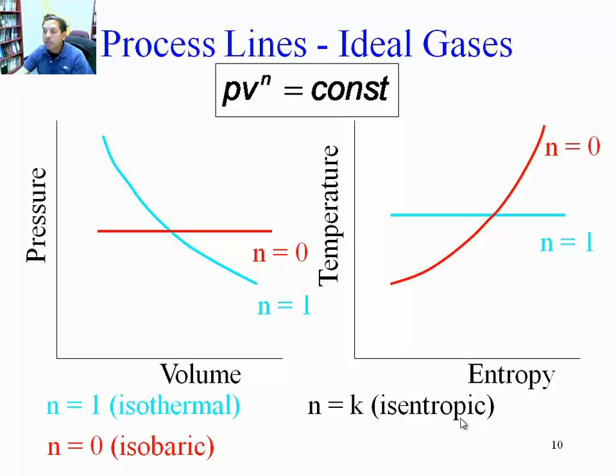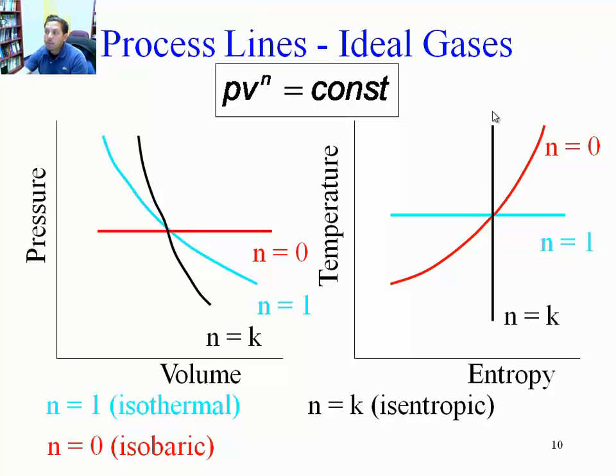When n is equal to K, K being the ratio of specific heats, this is an isentropic process. Then P times V to the K is equal to a constant. Remember that K is always greater than 1, because K is Cp over Cv, and Cp is always greater than Cv because the difference between Cp and Cv is R. In the PV diagram, that would be an asymptotic line with a slightly steeper slope than the isothermal line. In the TS diagram, it will be a perfectly vertical line. When entropy doesn't change, the process is indicated by a vertical line in the TS diagram.